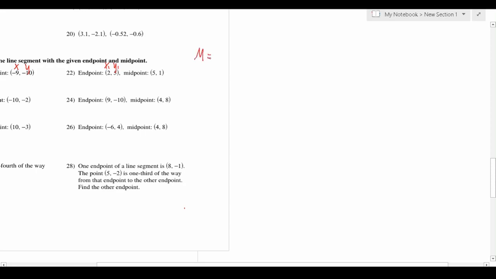Again, the midpoint formula is x1 plus x2 divided by 2, y1 plus y2 divided by 2. In this case, we're going to solve for x2 and y2. We have to realize that we can set the x values equal to this x value in the midpoint and these y values to this y value in the midpoint, and that will help us solve for x2 and y2. So let's go ahead and see what that looks like.